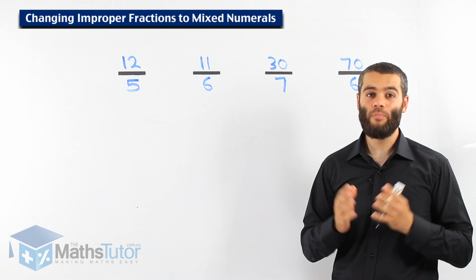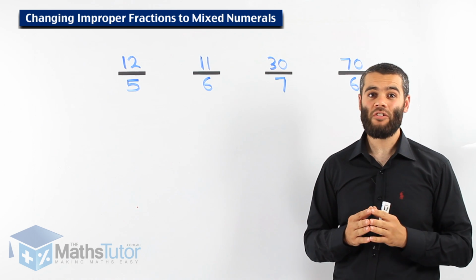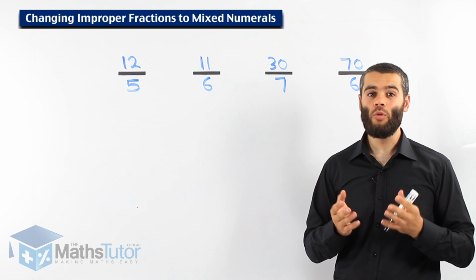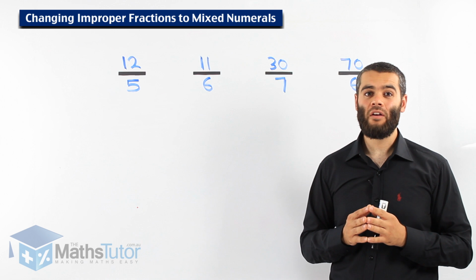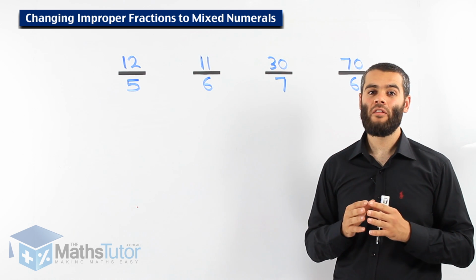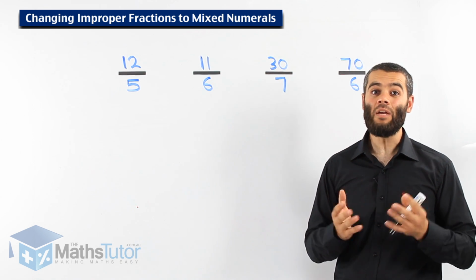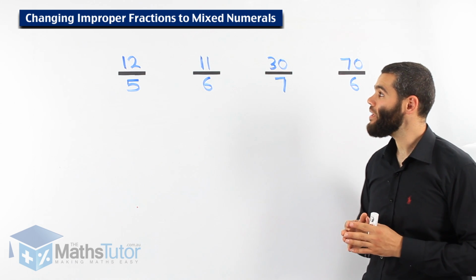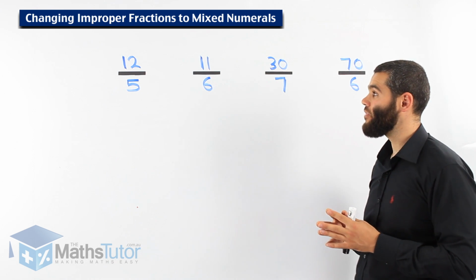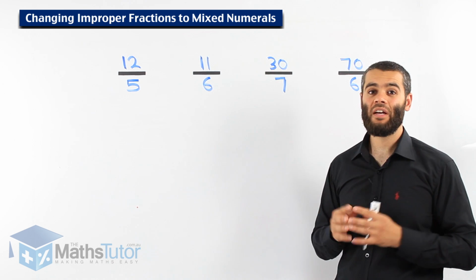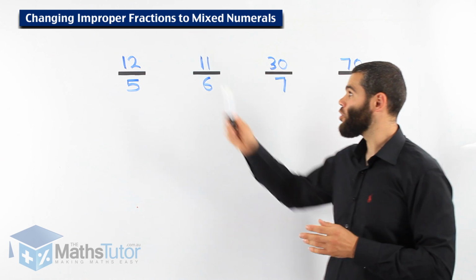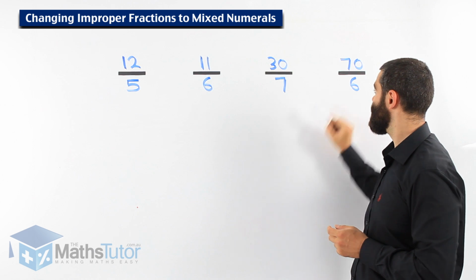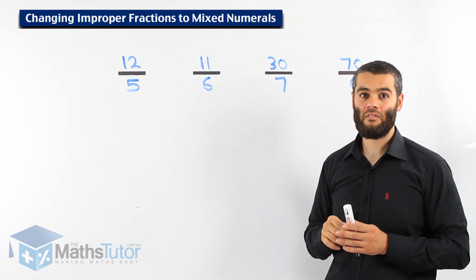Have you heard of improper fractions? They are fractions where the numerator is larger than the denominator. Normally, fractions are where the numerator is smaller than the denominator. So improper fractions are the other way around. If we look here, we have all these improper fractions where the numerator is larger than the denominator. 12 is larger than 5, 11 is larger than 6, 30 is larger than 7, 70 is larger than 6.